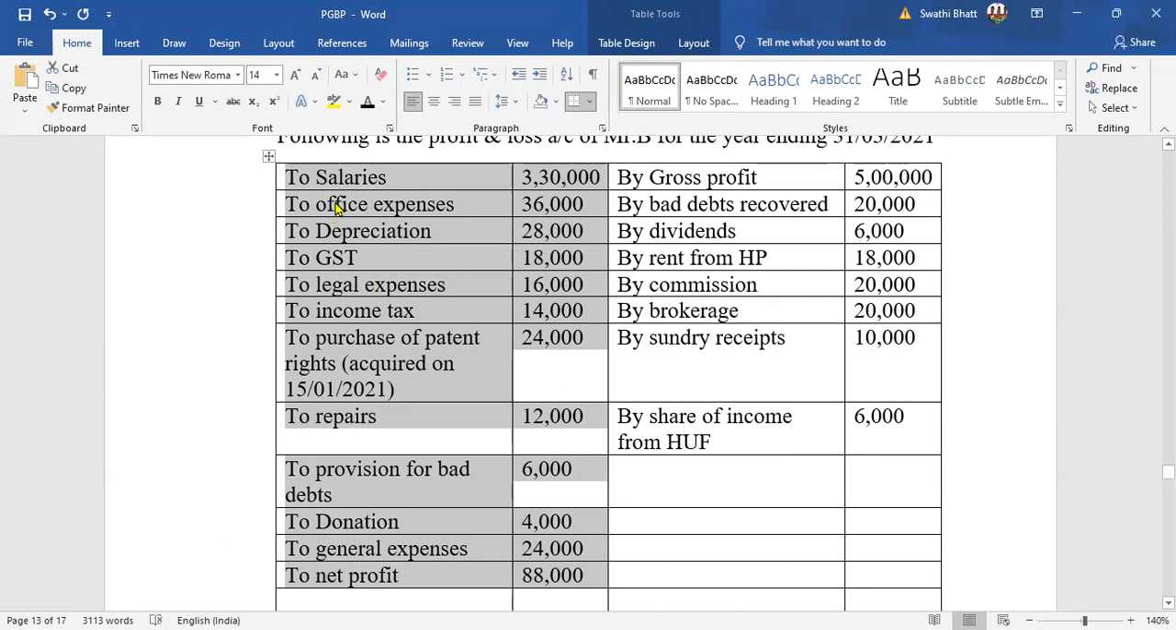So you will be picking each item. The first item that you have here is salary. So you will have to decide whether salary is admissible or inadmissible. If it is allowed or if it is admissible, you ignore it. You don't use it for calculation purpose. But if it is inadmissible, you will have to add it back. So to our net profit, if any expenses which are debited to the profit and loss account are not allowed according to the Income Tax Act, in that case, such expenses will have to be added back.